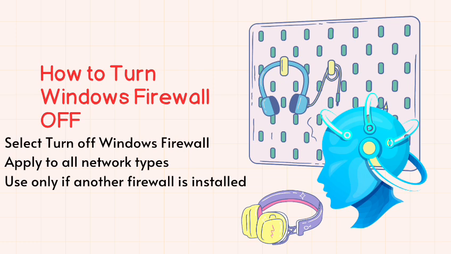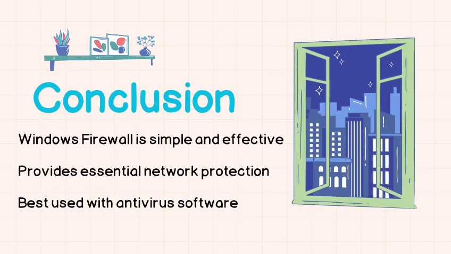So to summarize, Windows Firewall is a simple yet powerful security tool. It protects your system at the network level and works best when combined with antivirus software.